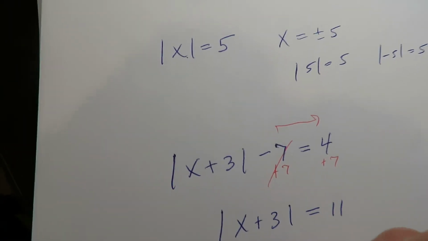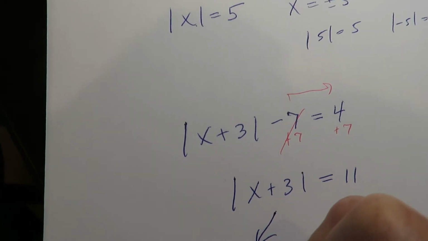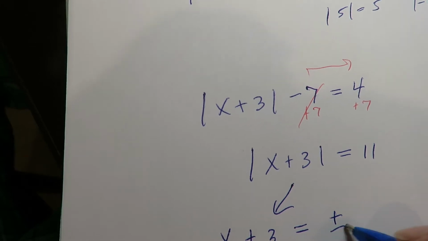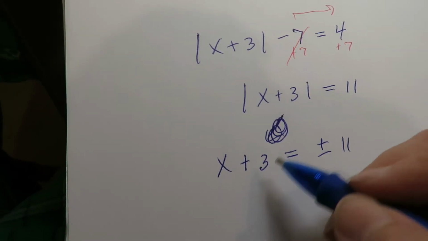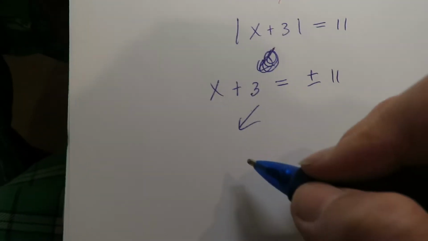So that means whatever's in here is going to equal the positive and negative of what's out here. That's how you pull it out of absolute value. You say what's in here is equal to the positive and negative of what's over here. I'll break it up in the next step.